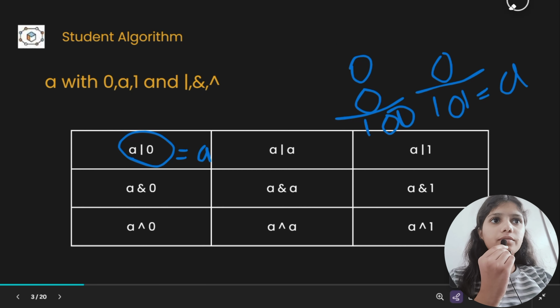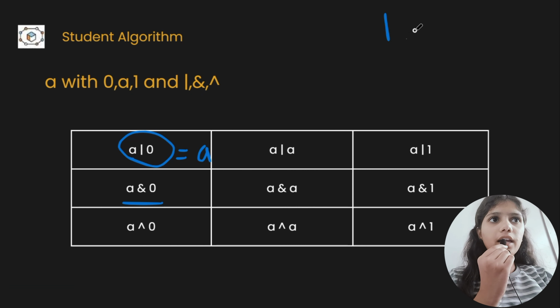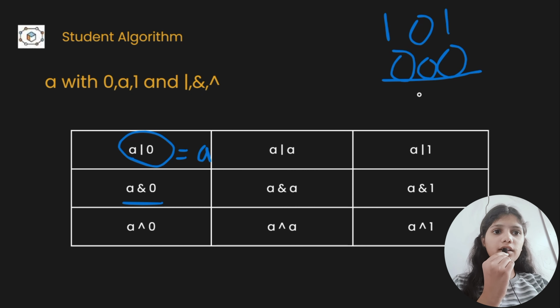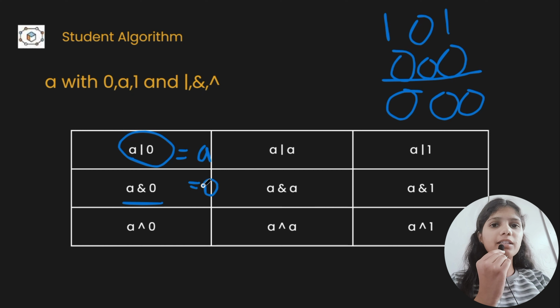Now let's move to A AND 0. Let's consider A again as 5, 101, and we are performing AND with 0. What happens if we perform A AND 0? As we discussed in the earlier video that I have posted, 1 AND 0 gives 0, 0 AND 0 gives 0, and 1 AND 0 gives 0. So that will be equal to 0. Anything that is ANDed with 0 leads to 0, right?